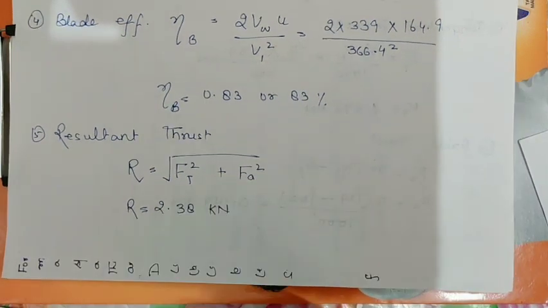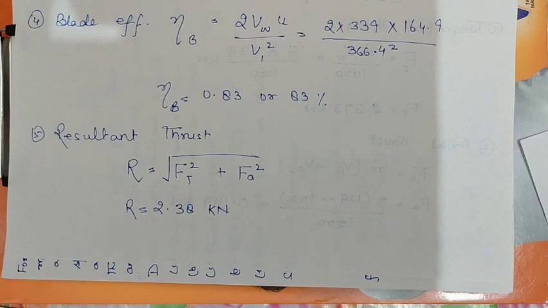So in this way, we will draw the velocity diagram. We will find the various components of the velocity diagram, and the tangential thrust, axial thrust, power, blade efficiency, and resultant thrust. So this is how we do the numerical on an impulse turbine with the help of a velocity diagram. We can do this question without the help of a velocity diagram. We will only use the formulas for calculating the different velocity components and different angles. I will discuss it in the next lecture.